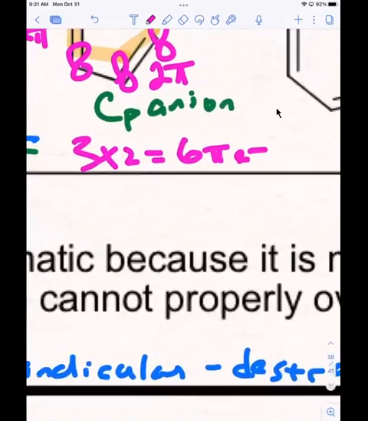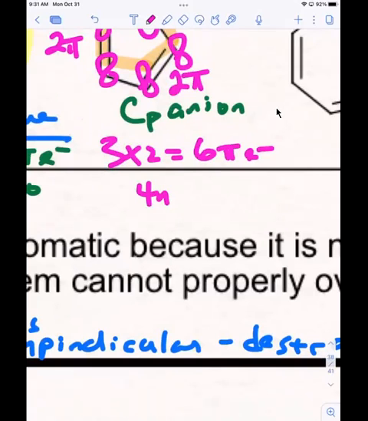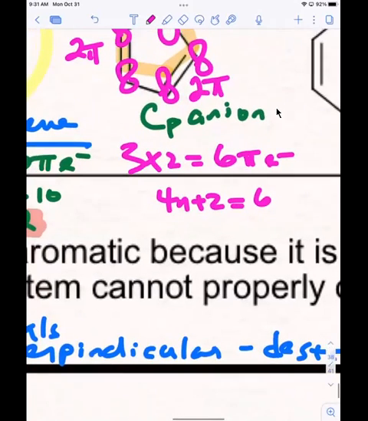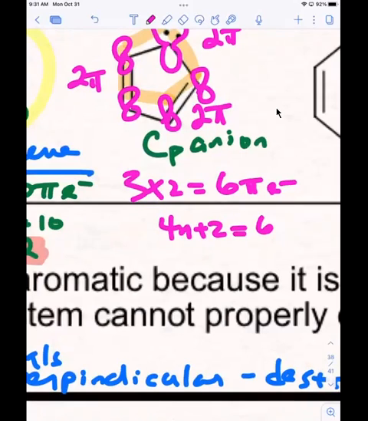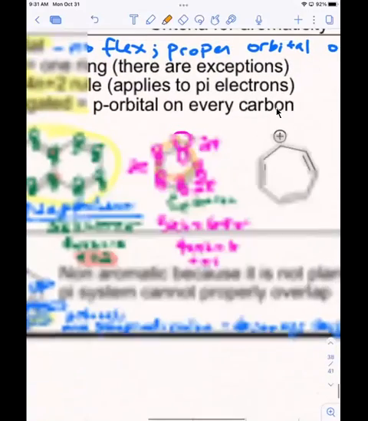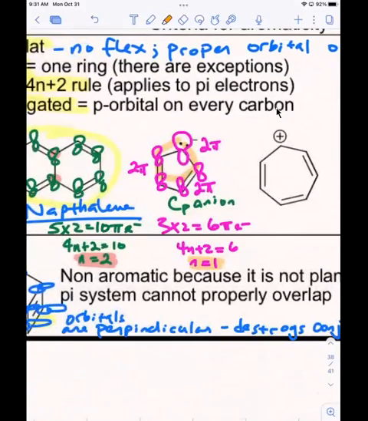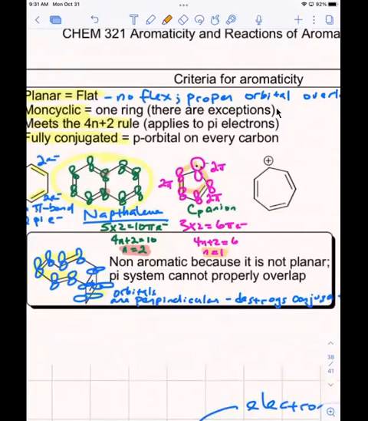So let's see if we can figure out. So this is 4n plus 2 is 6. So that has the same number of pi electrons as benzene. So you know that n in this case is going to be 1. So that's going to also meet the 4n plus 2 rule. So that CP anion is indeed aromatic.